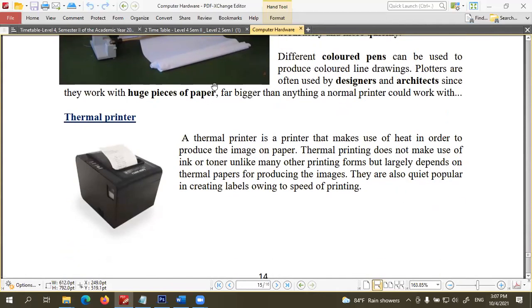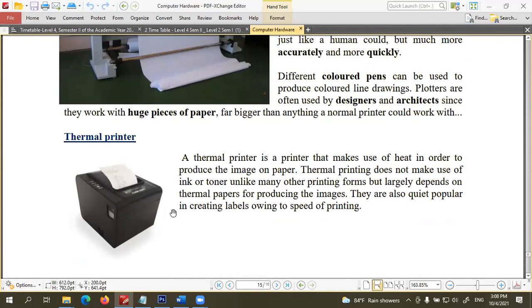The last one is the thermal printer. This is also used in invoice printing. Again, these printers are installed in ATM machines. The receipt is similar to the ATM receipt that you get when you print something using an ATM. These are called thermal printers. They can give a very quick printout, and they are always used in shops to print invoices, right? Okay. Right, children. So that is about output devices.